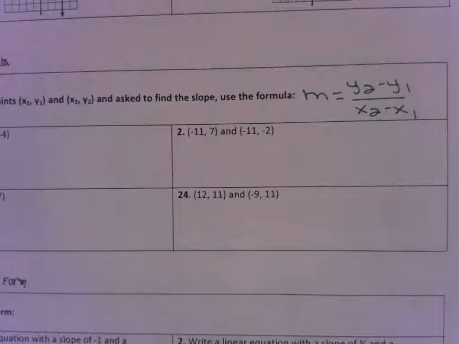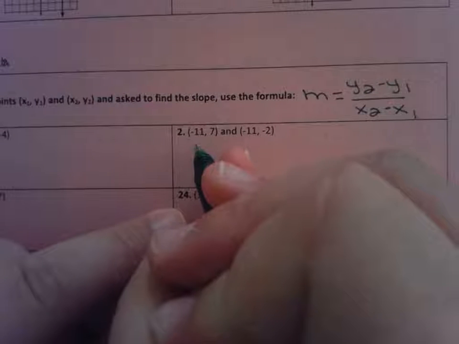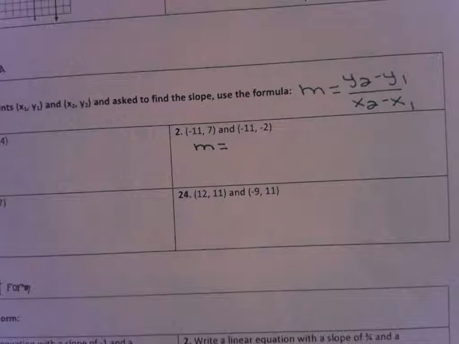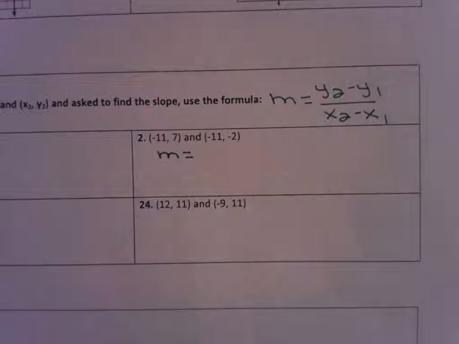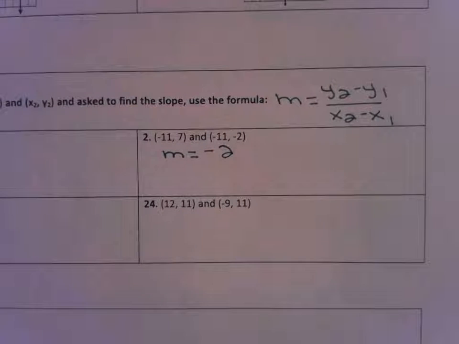You guys can do this stuff. I don't say that if I don't think you can do it. I think you guys can subtract numbers, and if you can't, that's why God created calculators. So plug it in. So m, let's look at number 2. M equals, what is y2? What is the y value in the second ordered pair? Negative 2. We're looking at number 2, not number 1.